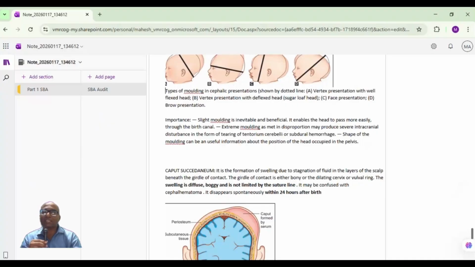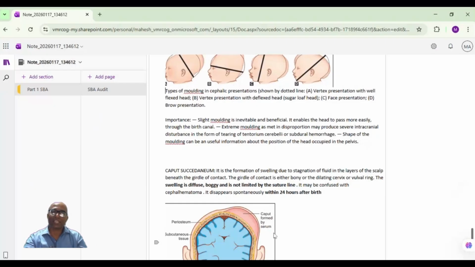Importance: slight molding is inevitable and beneficial. It enables the head to pass more easily through the birth canal. Extreme molding, as seen in disproportion, may produce severe intracranial disturbance in the form of tearing of the tentorium cerebelli or subdural hemorrhage. The shape of the molding can give useful information about the position of the head in the pelvis. So slight molding is inevitable and beneficial, but if it is extreme, then it can cause tears in the tentorium cerebelli, or it can lead to subdural hemorrhage.